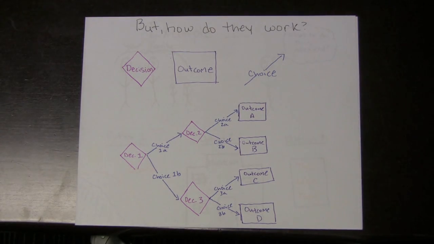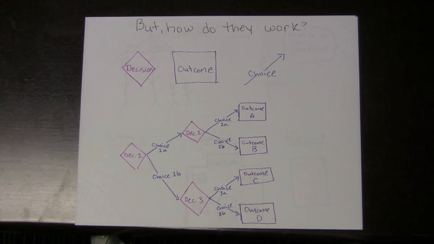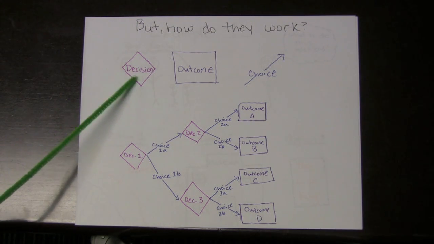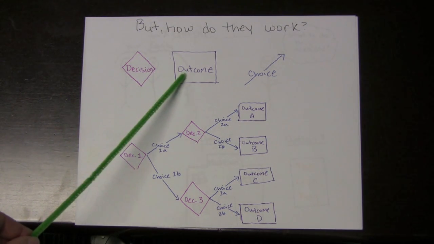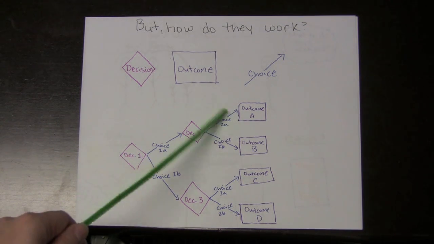Well, that's great, you say, but how do they work? How do I actually make one? Decision trees have 3 basic shapes that come together to show branches of complex logic. They have diamonds that represent decisions, boxes that represent outcomes, and lines that represent choices that a user or system could take. Here on the bottom, you see just a simple decision tree that has 3 decisions that each have 2 choices, leading to 4 outcomes.